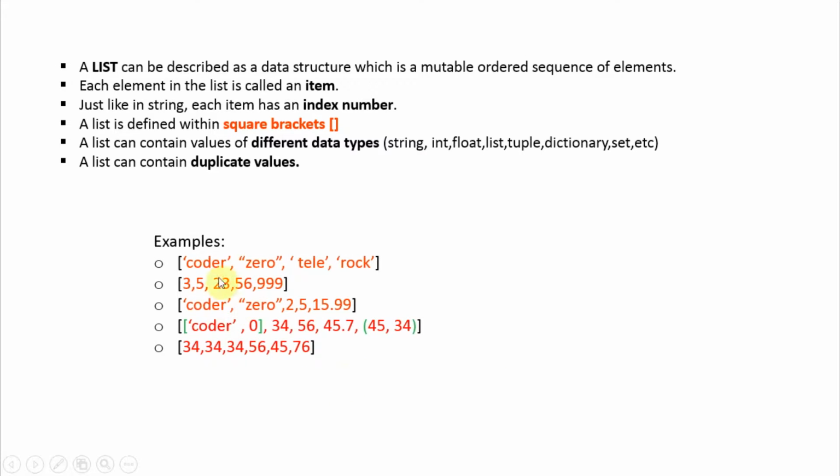Here are some examples. You can see here, all the elements are strings. These are integers. Here, this is a string, then integers. Then you can see this is a float. Here you can see this is a list. Then these are integers, a float. You have a tuple also here. You can see multiple values are present here.